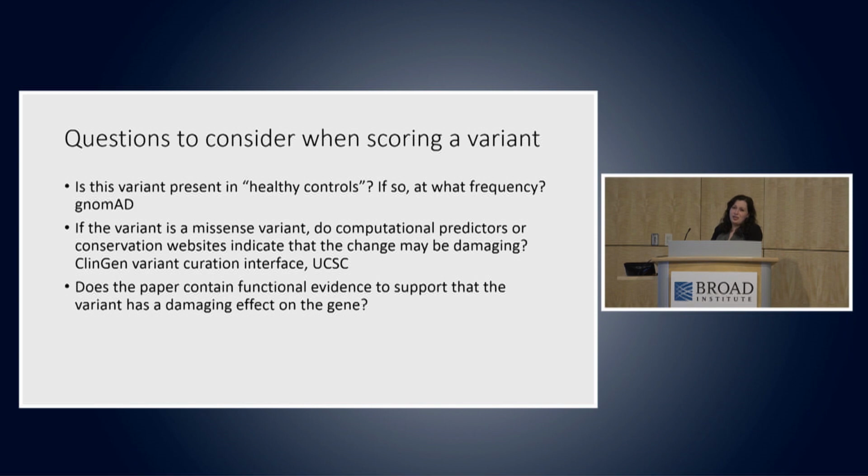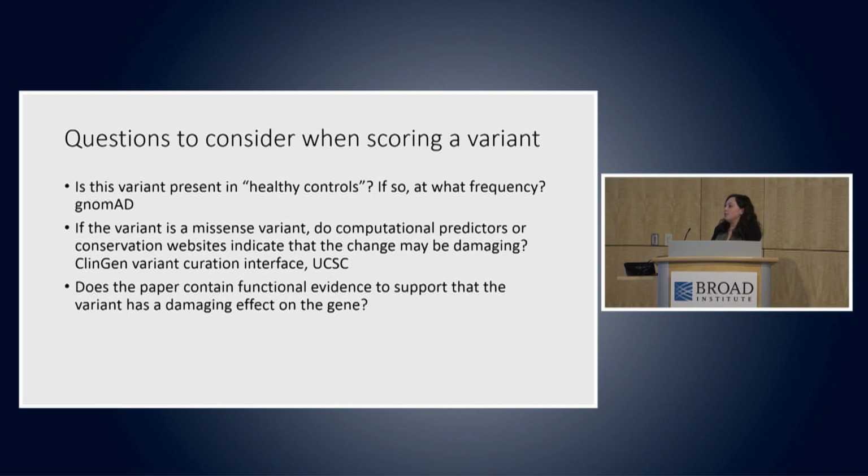You want to consider the prevalence of your disease and the penetrance of your disease. Is your disease a later onset condition, such that there could be people in gnomAD that would have this condition? Or is it very early onset, high penetrance? If the variant is a missense variant, you want to look at some computational predictors. Do they predict that the change is damaging?